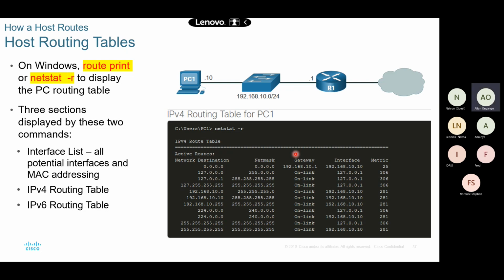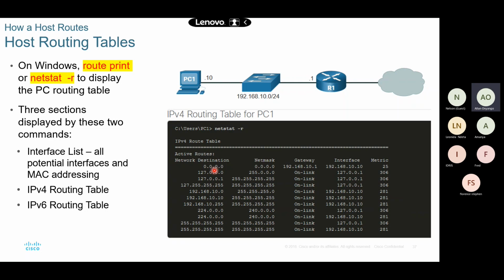Like I told you, a PC has some similarities with a router. Just like a router has a routing table, a PC also has a routing table. To see the routing table in a PC, you can use either of these two commands: just type route print, or type netstat space -r. Netstat space -r, and you'll be able to see the routing table of your PC.